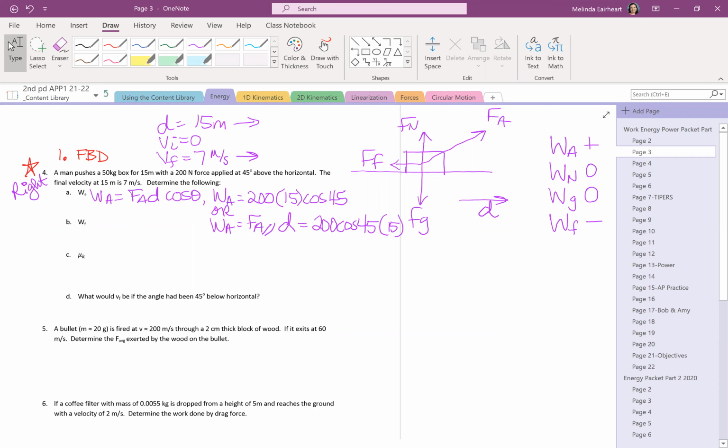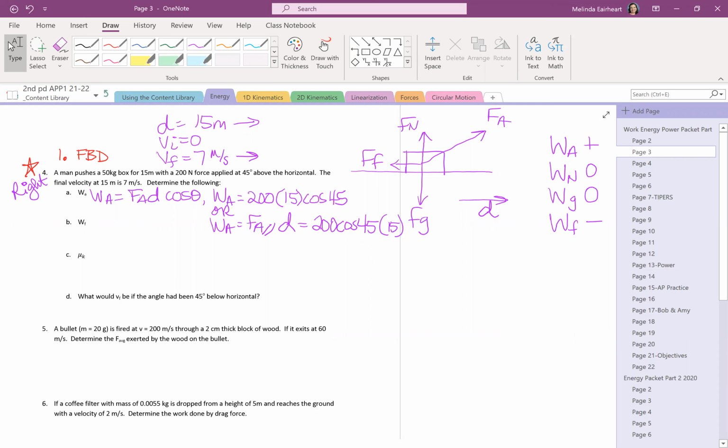Why? Here's something we haven't talked about today. Why is FN less than the weight? Because there's an applied force in the upward direction. So together they balance the weight, right? But FN should be smaller. We're helping it. And if I'm pulling to the right, friction on this would act to the left. So there's my diagram.